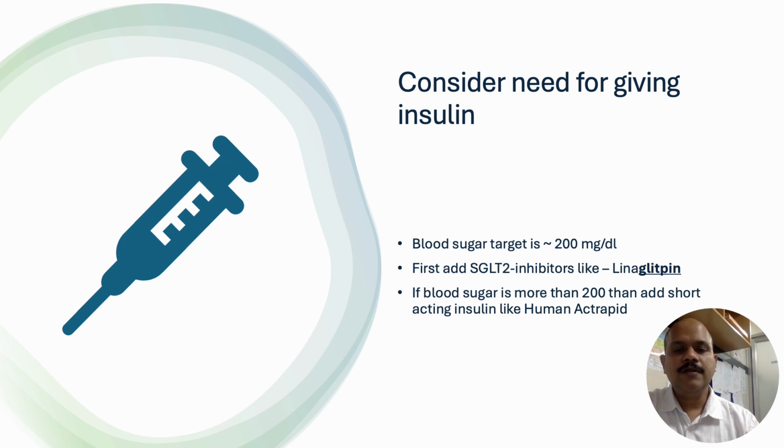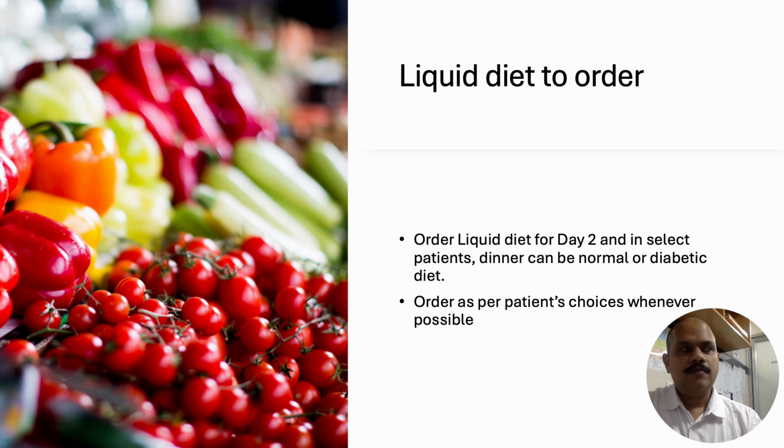Consider giving insulin, especially if the patient's blood sugar goes beyond 200, because at all times we want to keep the blood sugar at less than 200 milligram per deciliter. The most preferred drug for a patient who can eat and drink is tablet linagliptin. And if the blood sugar continues to be more than 200, then short-acting insulin can be given.